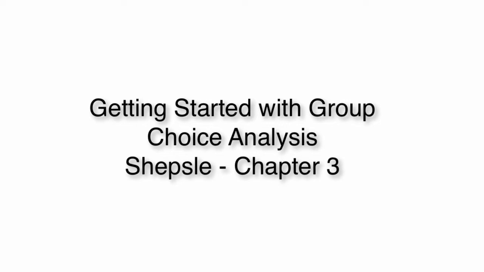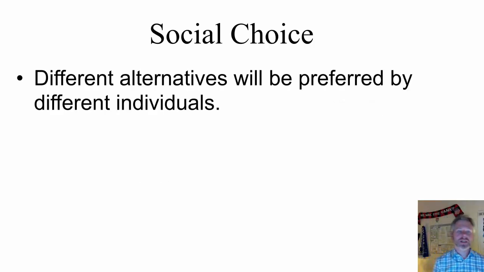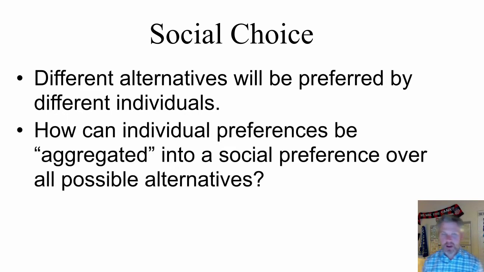In this screencast, we're going to be talking about different ways of aggregating preferences. So we have a group of people, and we need to say what the group wants to do, what the group chooses. How we go about aggregating those preferences is going to be important because we're not going to get the same sorts of results we got from individual choice when we move to group choice. So social choice is when we have different alternatives preferred by different individuals, and how can individual preferences be aggregated into a social preference over all the possible alternatives that they have?